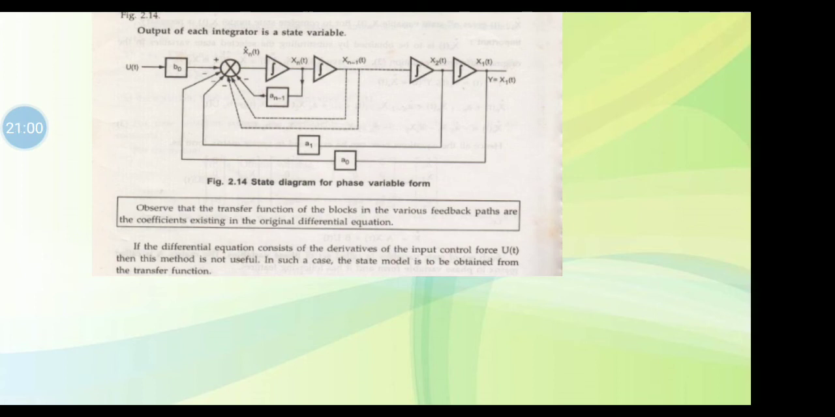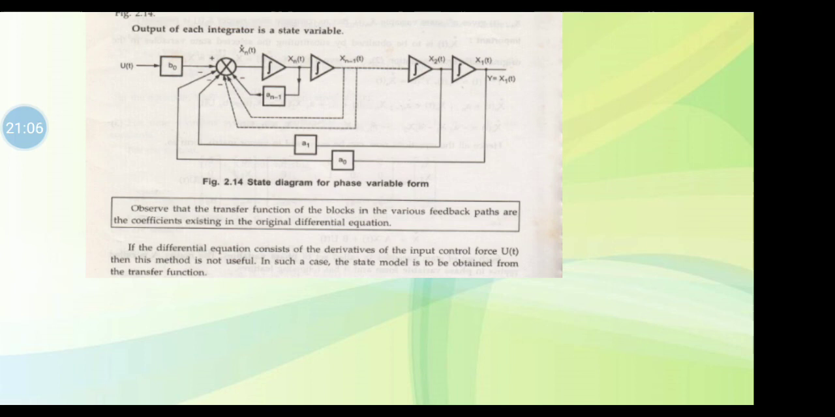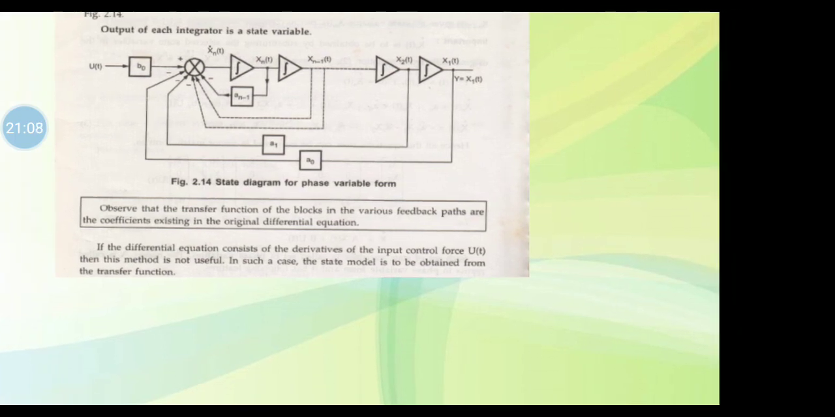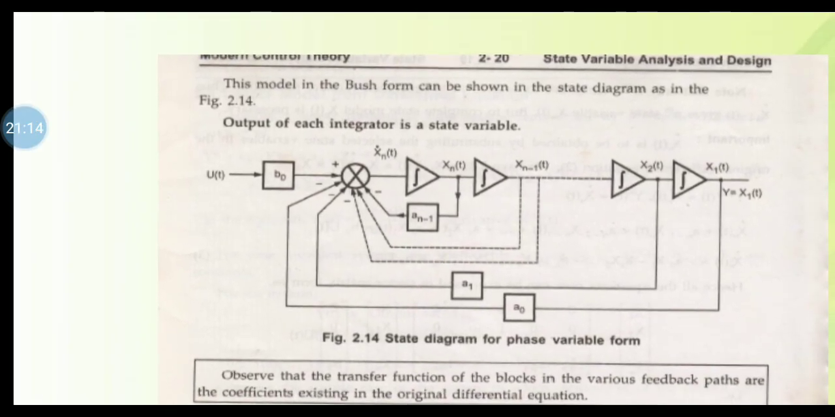This model, which is in the Bush form, can be shown in a state diagram like this. The output of each integrator is a state variable. So you can see how many state variables there are. Here it is xn(t), here it is xn minus 1(t), here it is x2(t), here it is x1(t). So this is the state diagram for the phase variable form. u(t) is given to b naught. Is it clear?